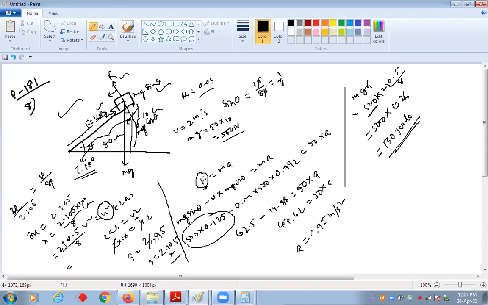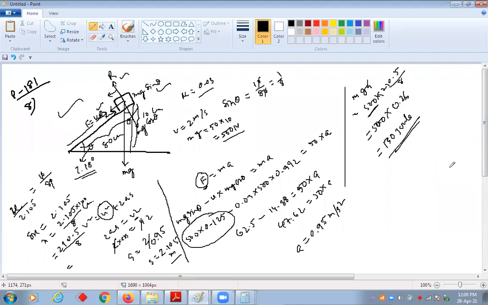Match your answer. Hope your answer is given in the book. Match it, one minute. Going and hold the things. You take the screenshot. One minute.